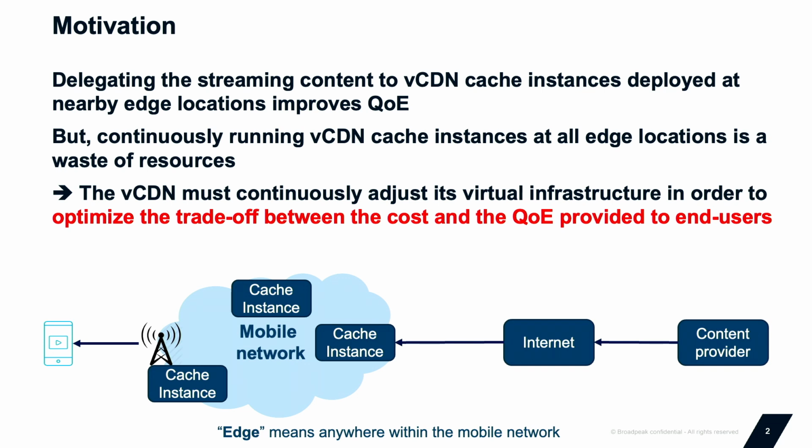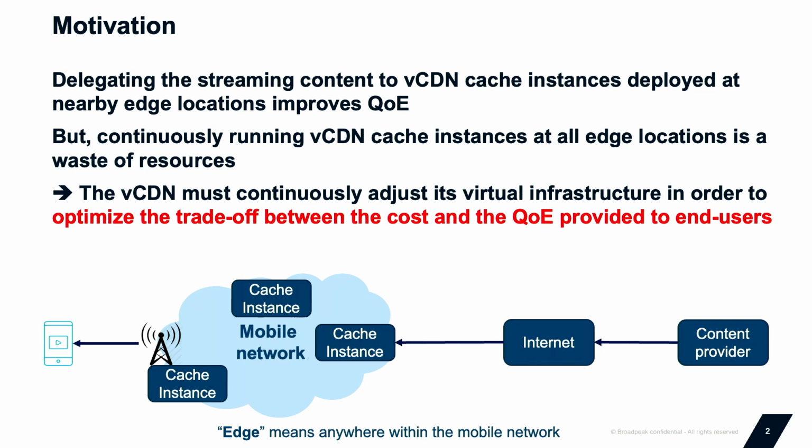This figure shows that the cache instance can be deployed anywhere within the mobile network. For example, it can be in the central location just before leaving the mobile network to the internet, or in the middle, or even next to the mobile base stations. So the term edge means anywhere within the mobile network.